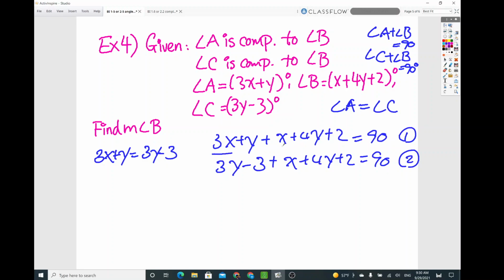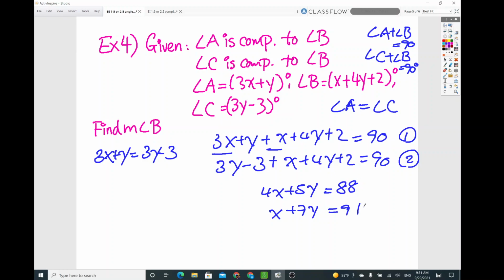So 3x plus x will be 4x. Y plus 4y will be 5y. And then 90 minus 2 will be 88. Just combine those like terms, and then move the constant to the other side. For the other equation, we want to do the same thing. So x, bring it down. 3y plus 4y will be 7y. Negative 3 plus 2 will be negative 1. Add 1 on the other side, so that will be 91.